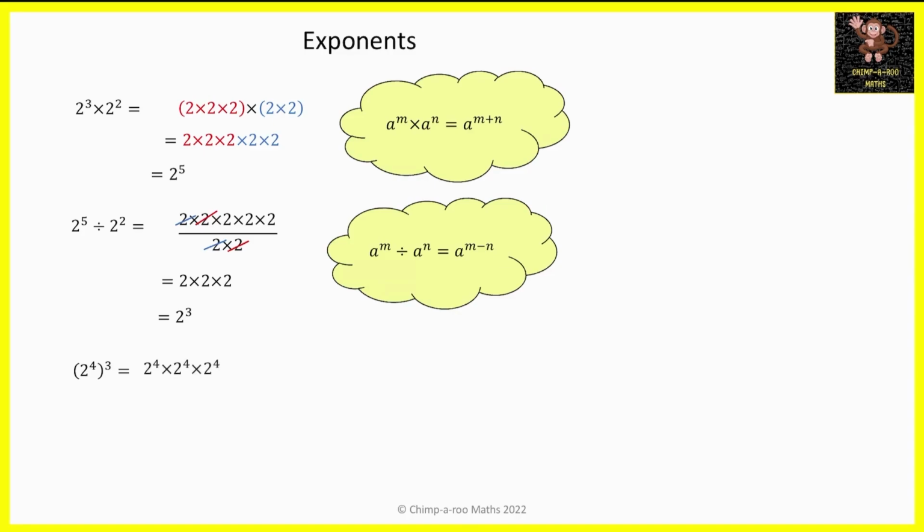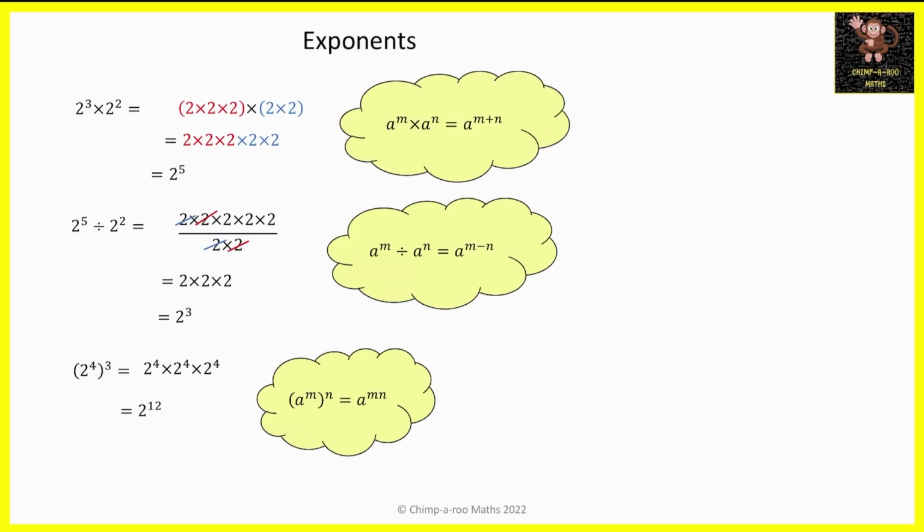Now if we get a power of a power, like 2 to the power of 4 cubed, that is just saying 2 to the power of 4 times 2 to the power of 4 times 2 to the power of 4. If we look back at our first rule about adding the powers when we multiply, that simplifies to 2 to the power of 12. A quicker way is just to multiply the exponents. So a to the m all to the power of n is just a to the power of m times n.